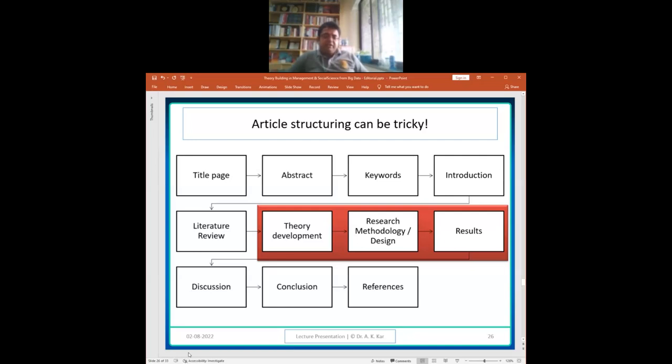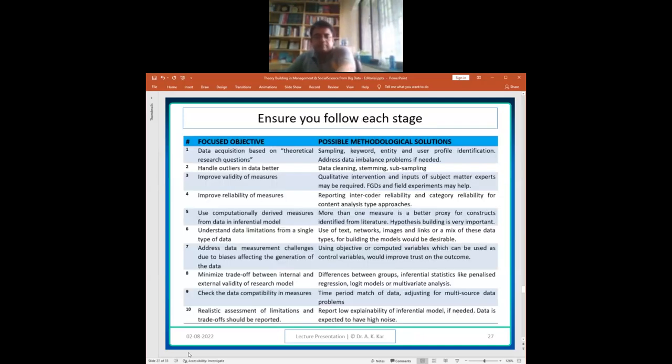Here, article structuring depends on the research design that you take, to what extent the model is built upon existing literature, to what extent the model is completely inductively generated from the data, and then how the model is validated. So this middle part, the red part, gets a little tricky and needs to be really thought out. In fact, we have struggled quite a lot in many of our papers where we had to rethink the entire structure, rethink the entire manuscript, purely based on how the article structure has been developed.